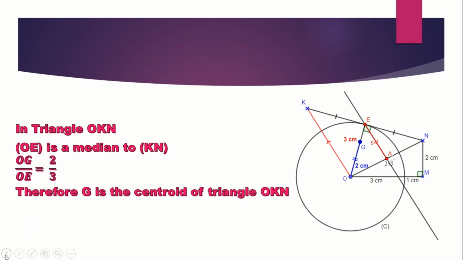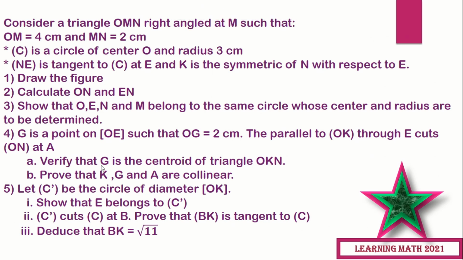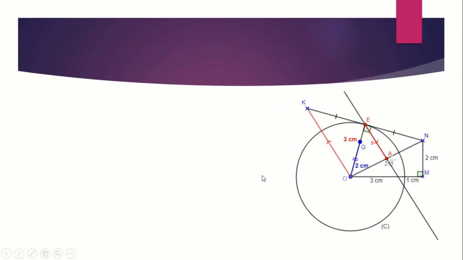Now let's refer again to the question. Verify that G is the centroid of triangle OKN. Well, in order to understand how to verify that a point is centroid, we should understand something. What is the centroid? It's the meeting of the medians in a triangle. But if we take, for example, triangle OKN, which they are asking about, to prove that G is its centroid, we have here only one median, which is OE. We neither have a median drawn from K nor from N.